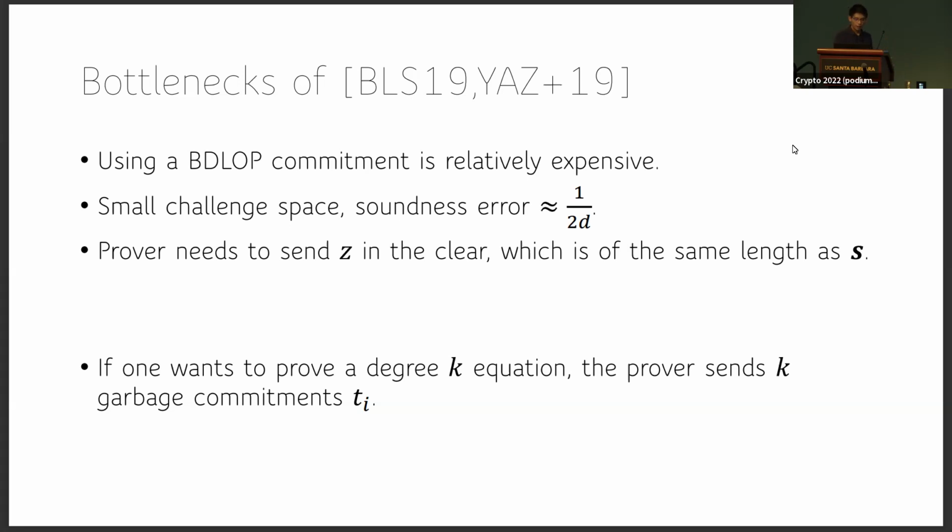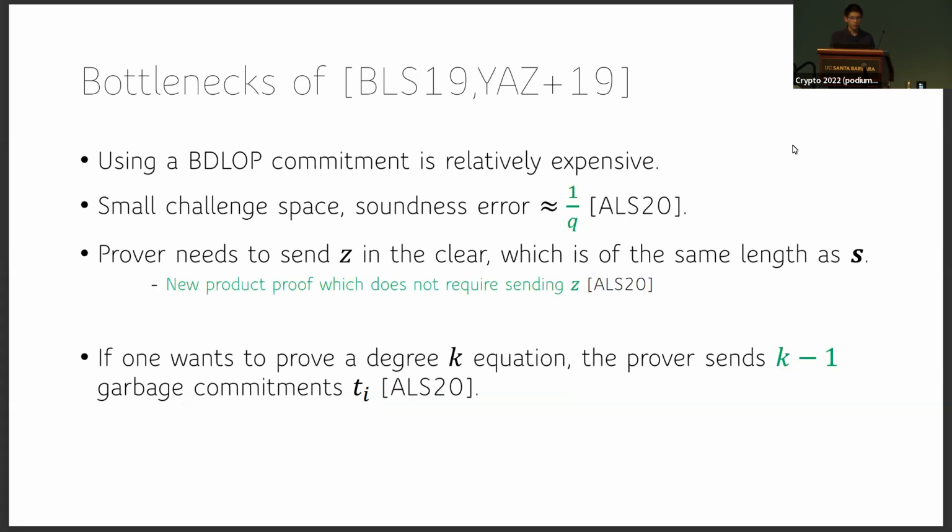So some of these things got improved. First of all, we have the ALS 20 paper where they reduced the soundness error from 1 over 2d to 1 over q. They proposed a new product proof where we don't need to send this z and commit to the y, which is nice. And also they reduced the number of garbage terms by 1.